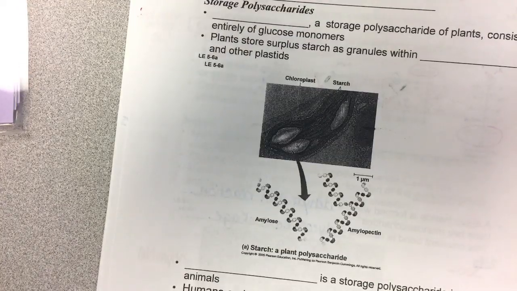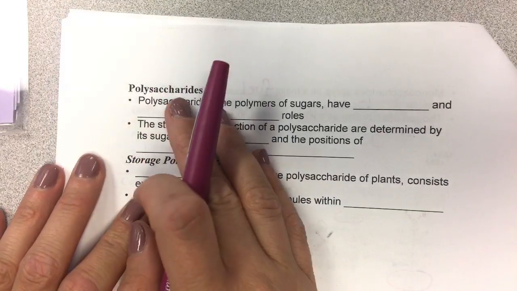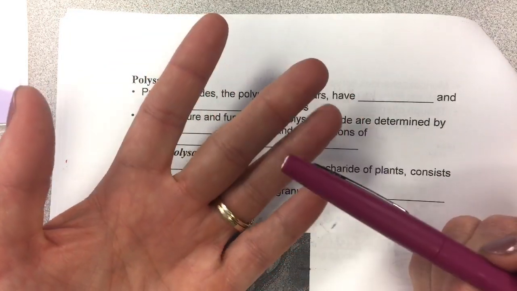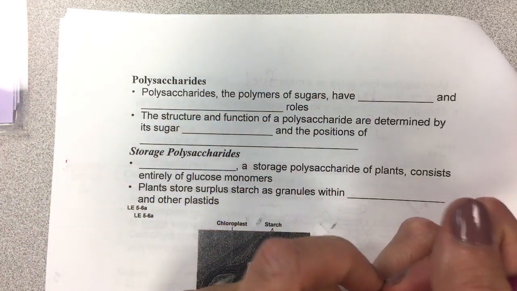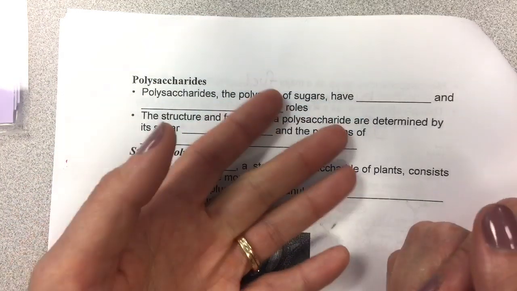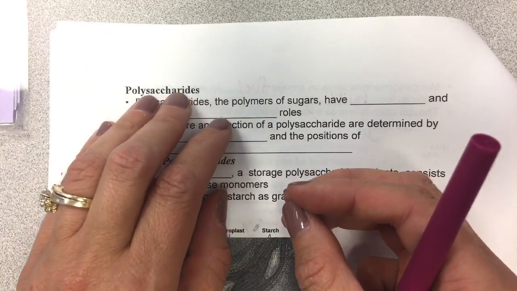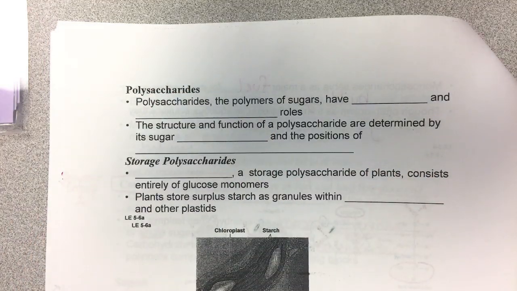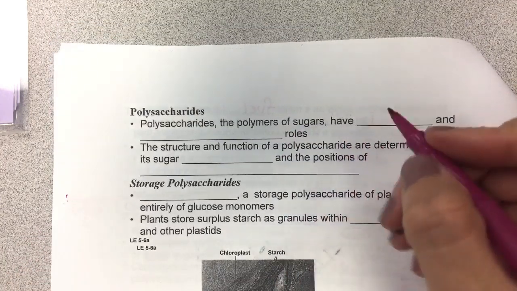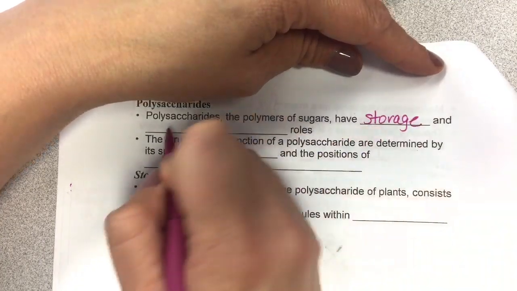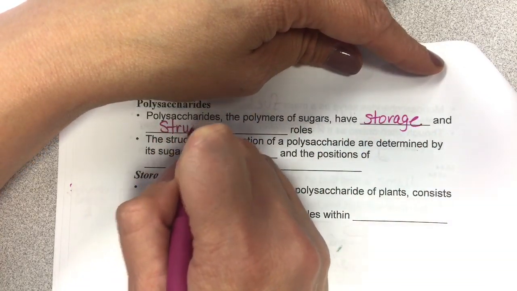And our last group of carbohydrates are your polysaccharides. So we've had monosaccharides, disaccharides, and polysaccharides. And we kind of jump hugely in size right now. So we go from 2 simple sugars hooked together, that's your disaccharide, and polysaccharide is many, many, many. So it's way bigger. So polysaccharides, the polymers of sugar, have both storage and structural roles.